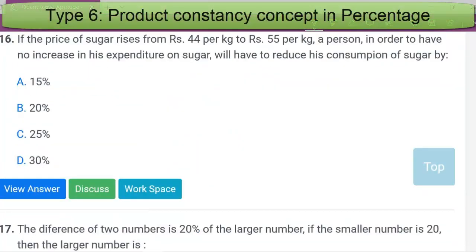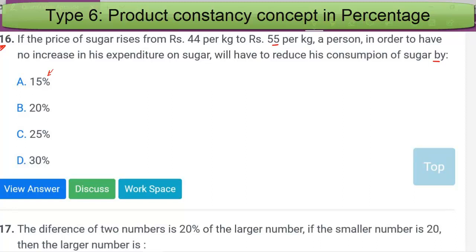This is again a different type of question. Question number 16: if the price of sugar rises from rupees 44 per kg to rupees 55 per kg, a person, in order to have no increase in his expenditure on sugar, will have to reduce his consumption of sugar by. The question says that when the price is increased, if you don't want to increase the expenditure, then the consumption has to be reduced. So you have to find by what percent it has to be reduced.